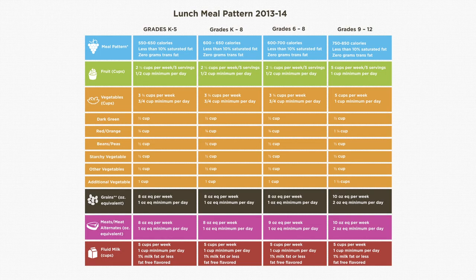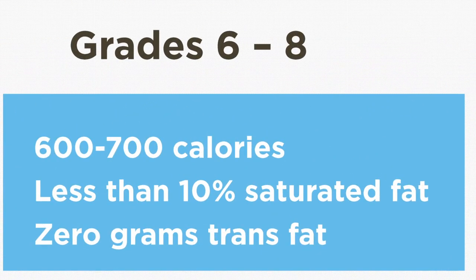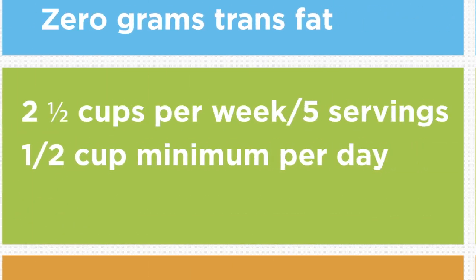In the National School Lunch Program for grades 6 through 8, the average daily amount of calories at lunch for a 5-day week must be within the range of at least 600 as a minimum and 700 as the maximum amount. The meal pattern for grades 6 through 8 requires 2.5 cups of fruit per week, with a minimum of 1/2 cup per day.